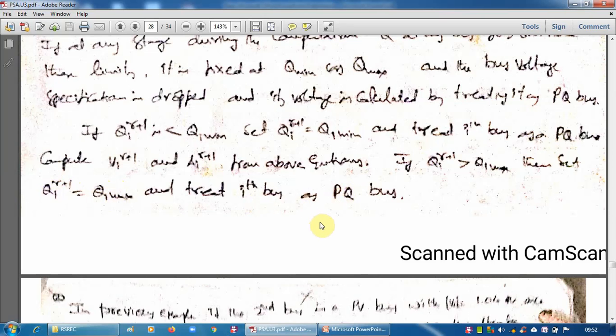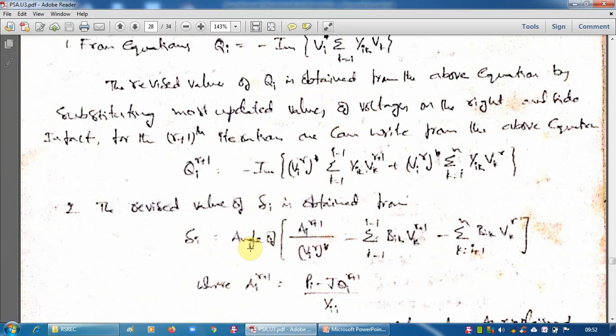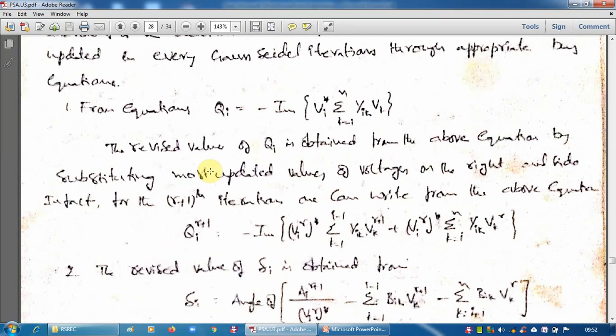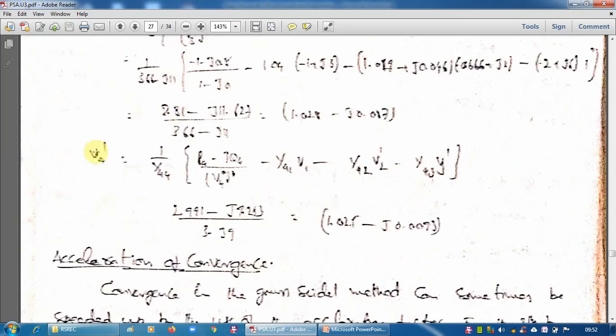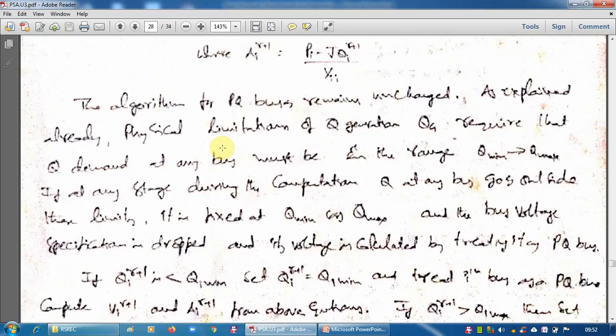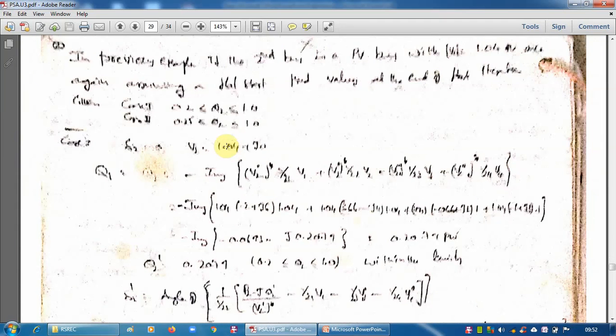If it is treated as load bus, we have to calculate V and delta. Don't confuse. If reactive power limits are given in the problem, then immediately after calculation of this value, check for the given limits. If limits are violated, then set this value equal to the violated limit and treat that bus as PQ bus, load bus, that is not generator bus, and calculate V and delta by using the V equation, this equation. That is the case of the generator bus. That is the only difference.